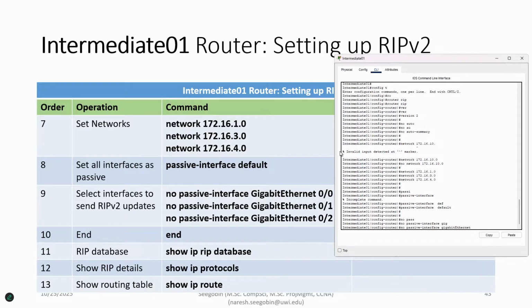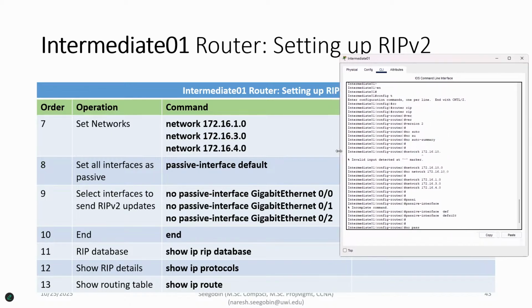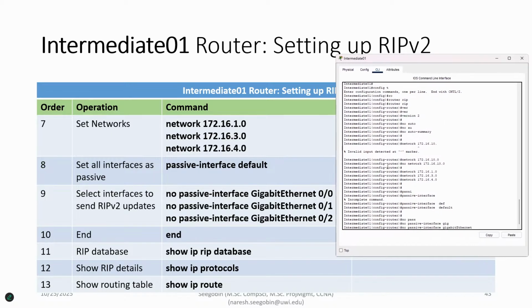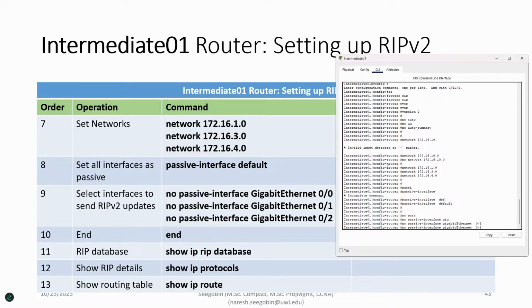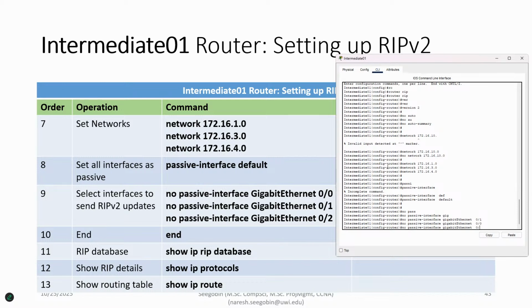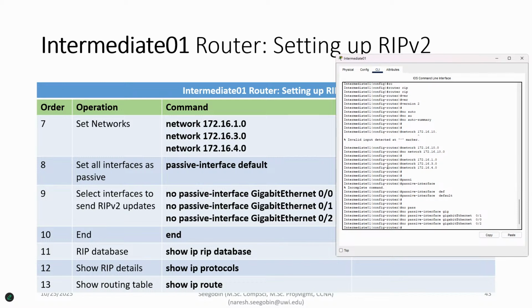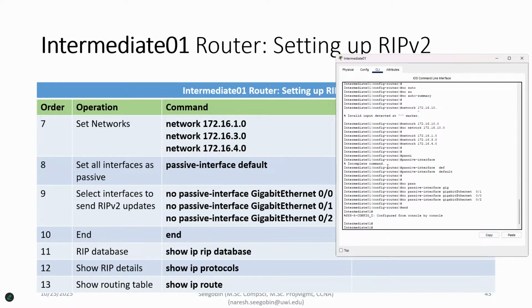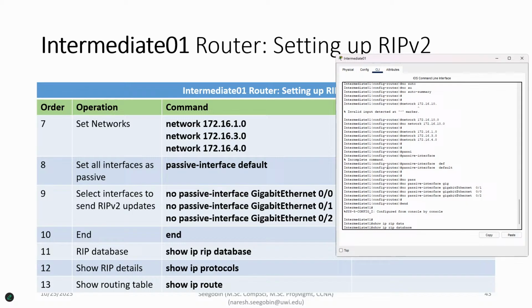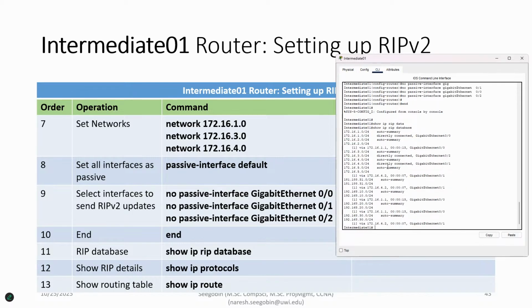Where are these interfaces here? 0 0, 0 1, and 0 2, right? 0 1, 0 0, 0 2. Doesn't matter which order, right? And show IP RIP database, right? So something's a little different now.